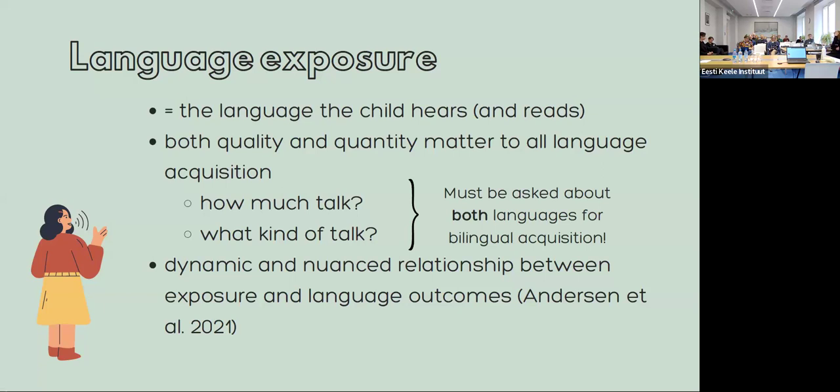The interplay or the relationship between language exposure and language competence is tight, but also very dynamic and nuanced. There are different elements or different parts of language that are more affected by perhaps quantity at some point in the development, and some other things that might be more influenced by quality. What type of quality is the most beneficial also changes throughout the child's development. So there are many factors to take into account.